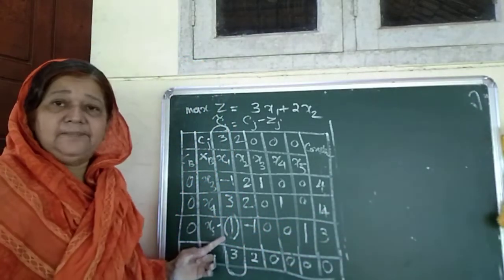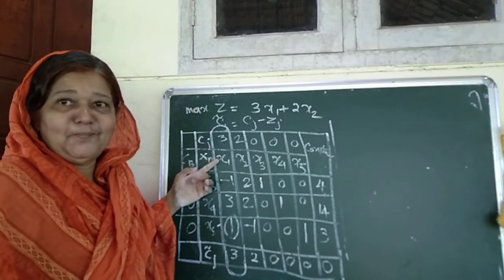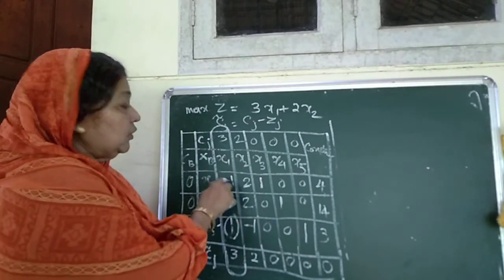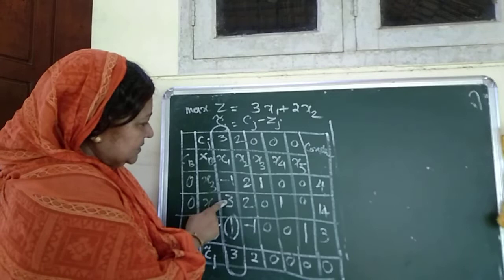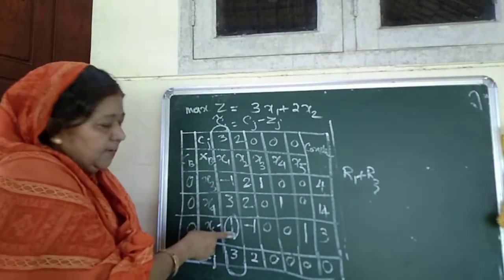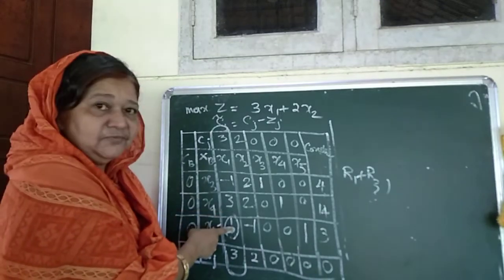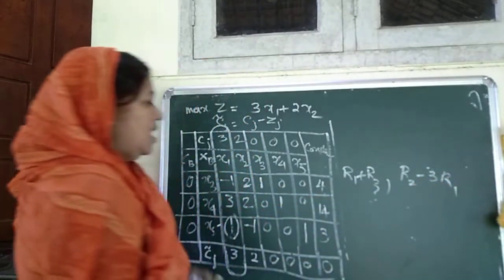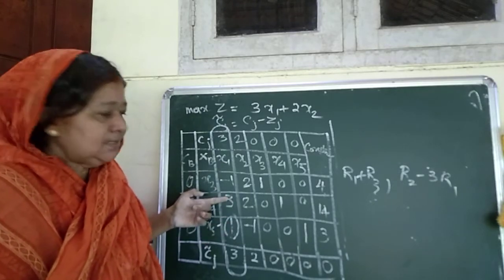By means of this pivot element, we have to make this x1 as the identity column. For the identity column, here we have this is 1 and this 2 should be 0 by elementary transformation. How will we do that? R1 plus R3: minus 1 plus 1 is 0. The next is 3. This 3 may be 0 by means of this 1 only if R2 minus 3 R1. So R1 plus R3 and R2 minus 3 R1.